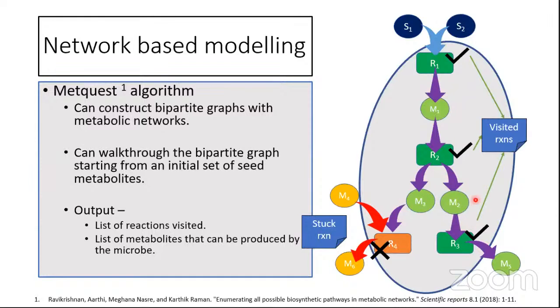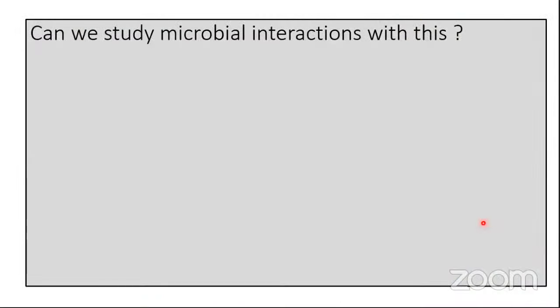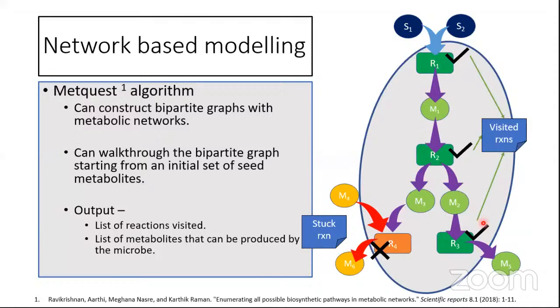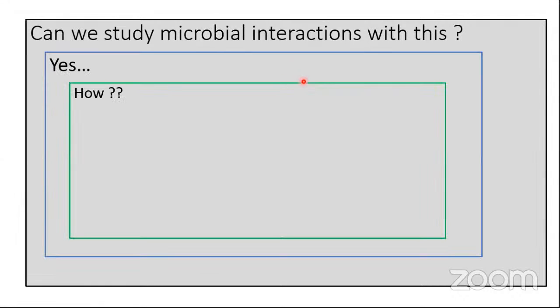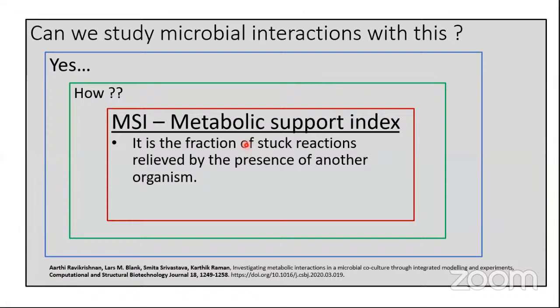So it can also give us as output the set of metabolites that can be produced and secreted out by the microbe. So we have this MetQuest algorithm. Can we use this MetQuest algorithm to study microbial interactions? Yes, we can. And how? We devised an index called MSI, the Metabolic Support Index, which is basically the fraction of stuck reactions relieved by the presence of another organism.